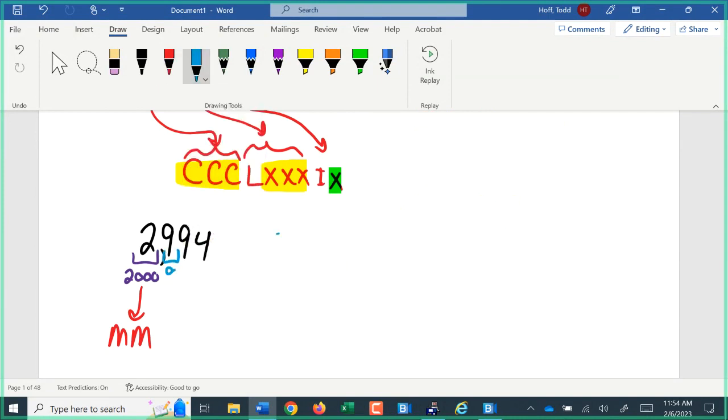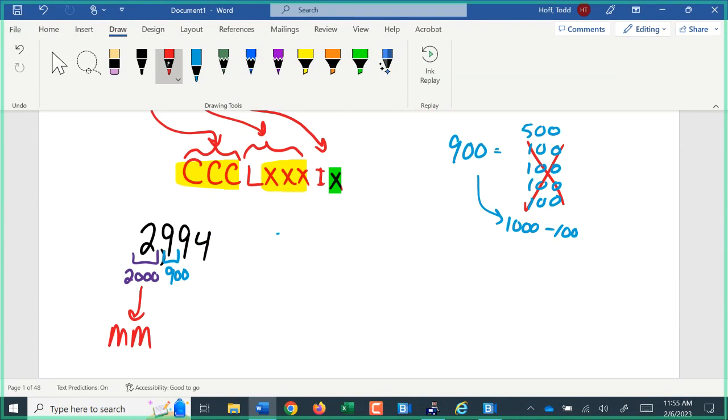Next, the 9 here is 900. Well, again, for 900, we can't do 500 plus 4 100s because 4 100s would be 4 in a row. We can't do that. So the way we have to do the 900 is to do 1,000 minus 100. And to do that in Roman numerals, it's CM. C is the 100 subtracted from the 1,000, the M.